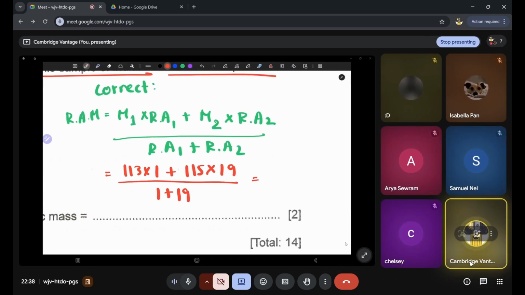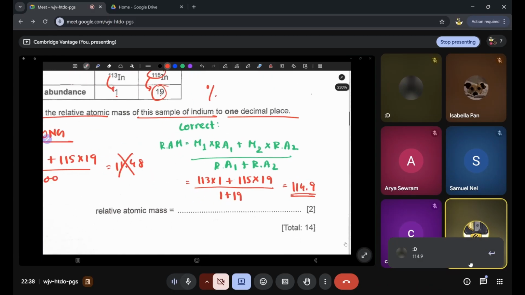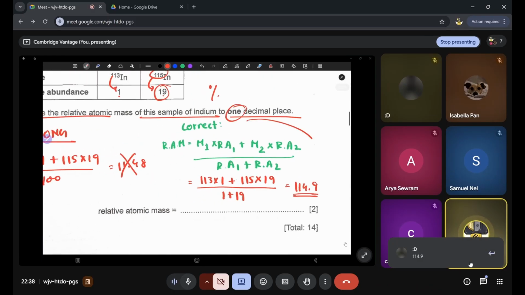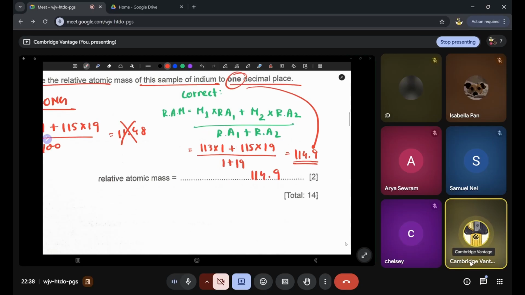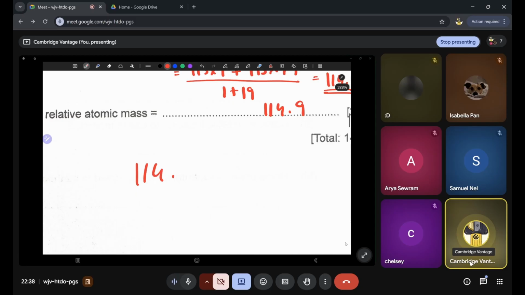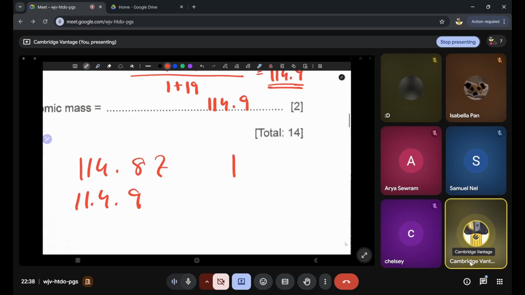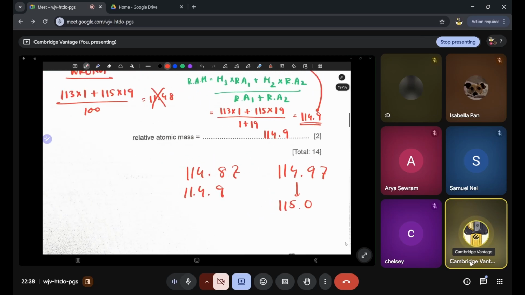Okay, yes, Samuel. 114.9. Yes. So notice something, it's very convenient that the final answer we got is already in one decimal place. We did not really have to round it or anything. Let's say you ended up with 114.87. You will round it to 114.9. Let's say you got something like 114.97 instead. In that case, when you round it, you should rewrite it as 115.0. That is also something you should be careful about.